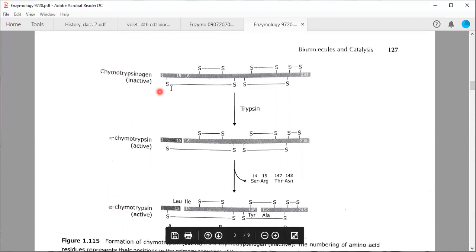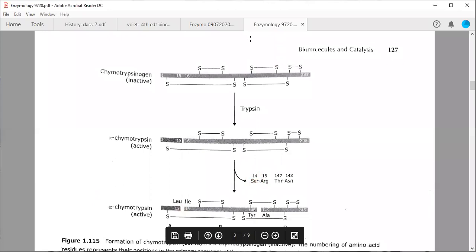First of all, whenever it undergoes activation, trypsin is going to cleave it here. So the 15 and 16 amino acids, which are linked via an amide bond, or you say peptide bond, should be broken. It will lead to formation of pi chymotrypsin, which is active but not that much active. Finally, there are some more amino acids which should be released out of this pi chymotrypsin to get the fully active alpha chymotrypsin. Two amino acids, one is 14 and 15.